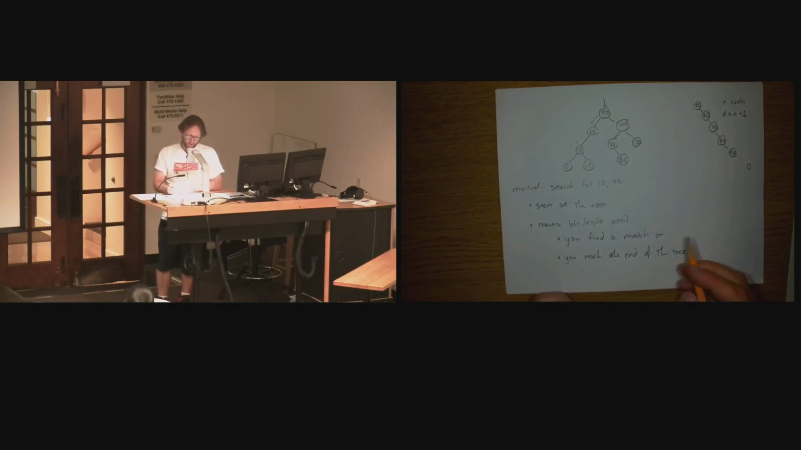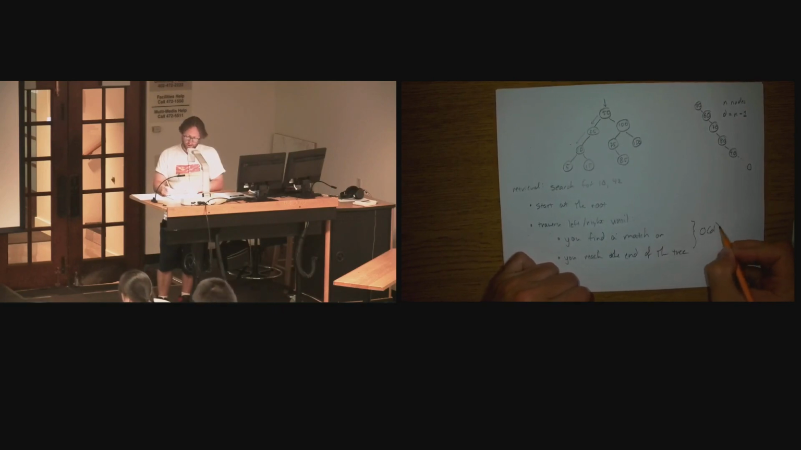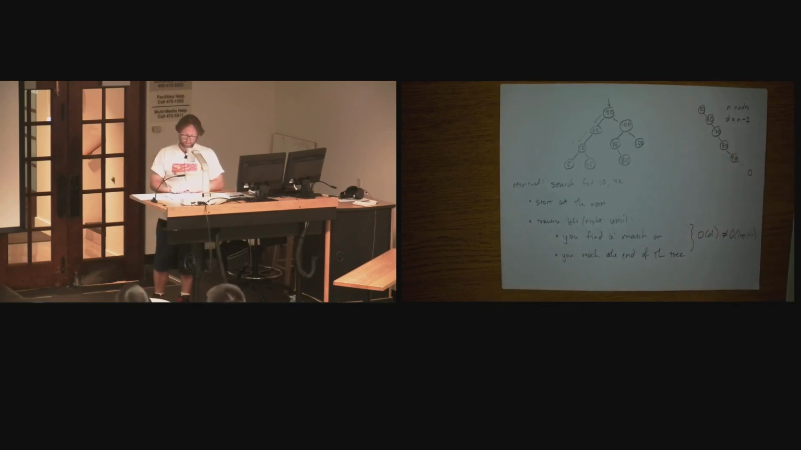Well, both starting at the root, yeah, that's clear. Going left, right until you get to where you need to be, or you get to the end of the tree. This is clearly going to be order D. But I cannot write that this is order log n because I do not have any guarantees on the depth of this tree. Right? So it could be that it's order n in a degenerate case. Okay? That's retrieval. What about insertion?